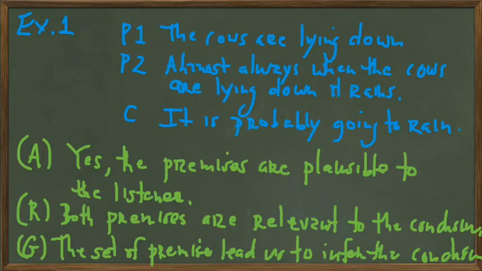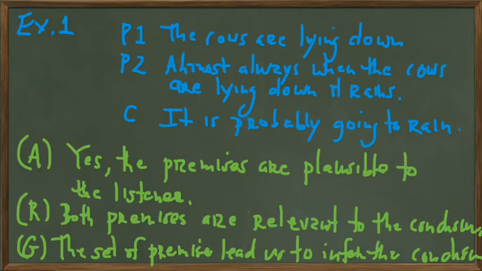A note about likelihood here and the strength of the argument. The argument is as strong as the strength of premise 2, almost always when the cows are lying down it rains. If we had data on that and found out that 93% of the time when the cows are lying down it rains, then we could conclude with pretty good certainty that 93% of the time when the cows are lying down it's going to rain.